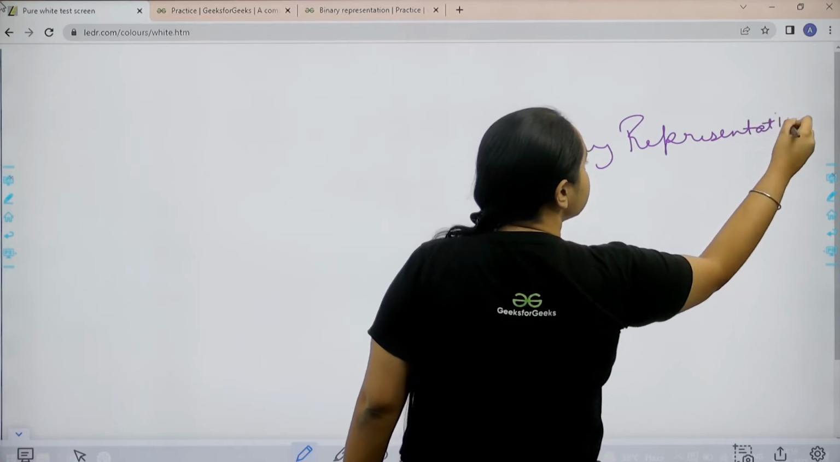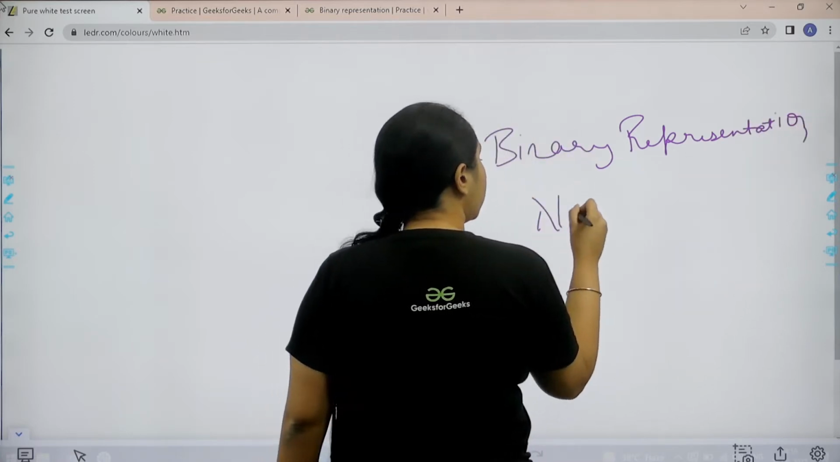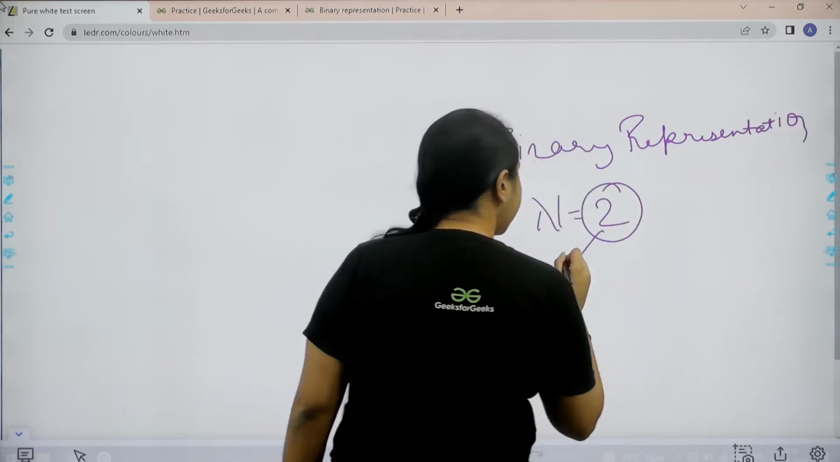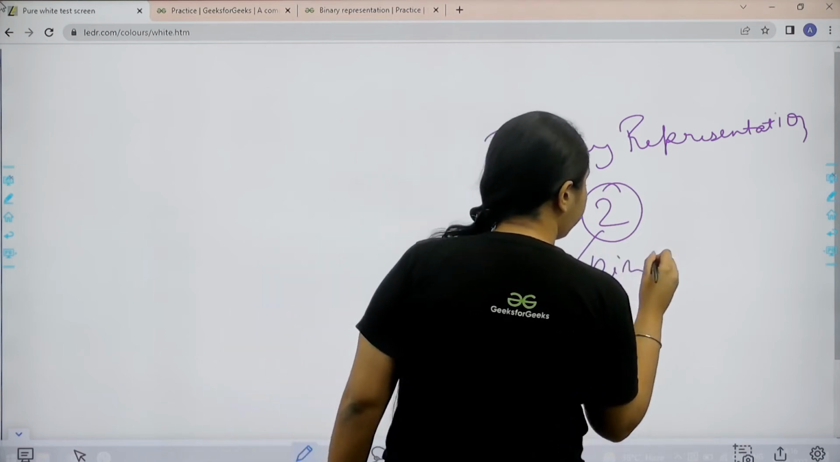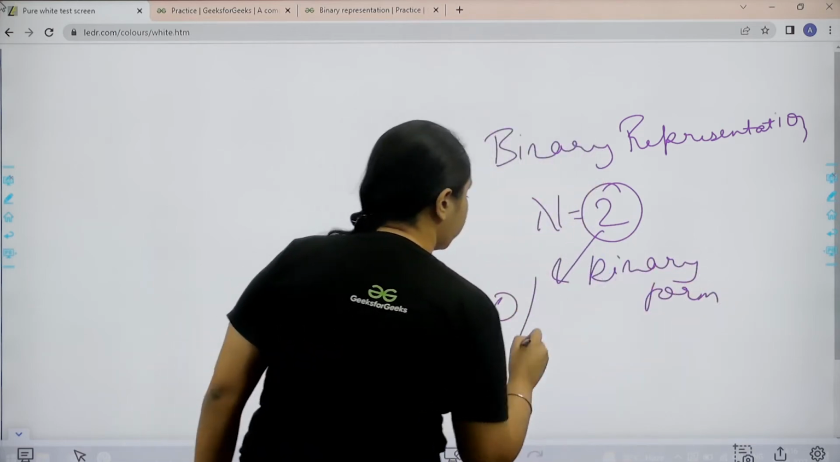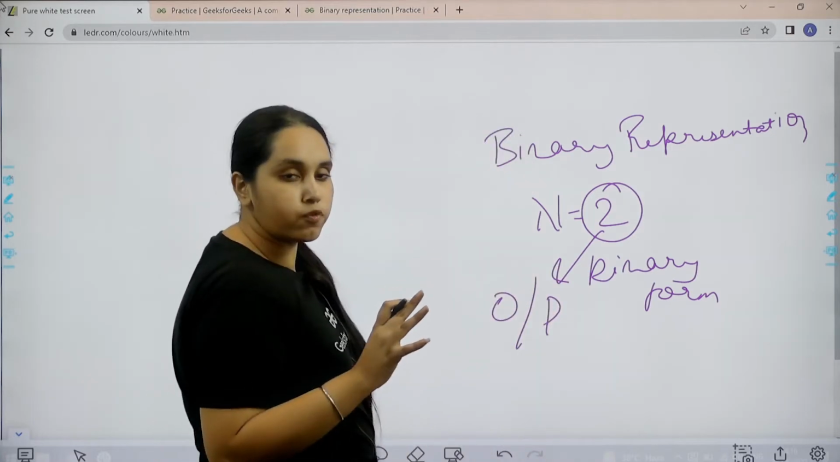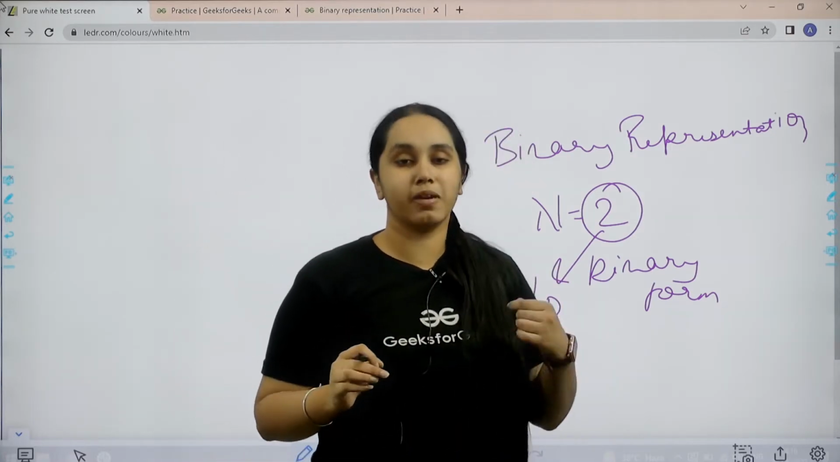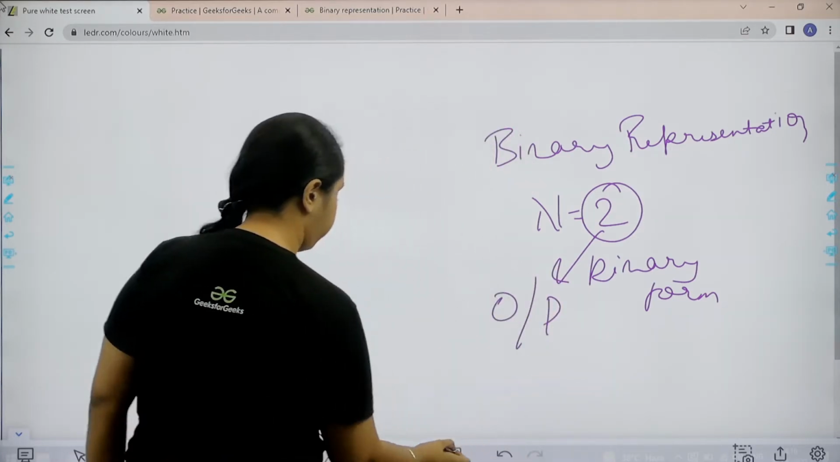Basically, in this question, binary representation, we will be given a number. Let's take 2. So we need to convert it into its binary form, and that would be the output. So this is what we have to do, and for this we will be using built-in functions of Python.